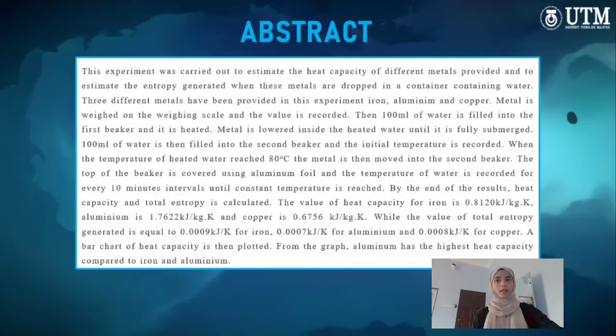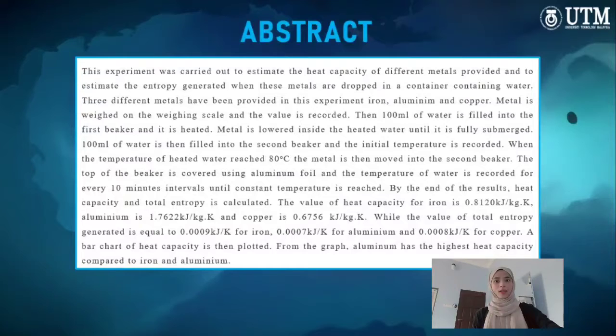For the abstract, this experiment was carried out to estimate the heat capacity of different metals provided and to estimate the entropy generated when these metals are dropped in a container containing water. Three different metals have been provided in this experiment, which are iron, aluminium, and copper. Metal is weighed on the weighing scale and the value is recorded.